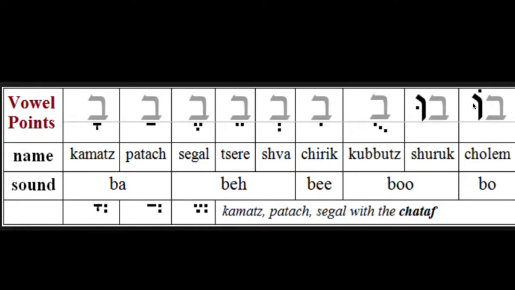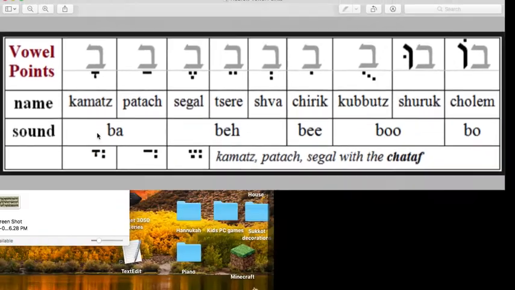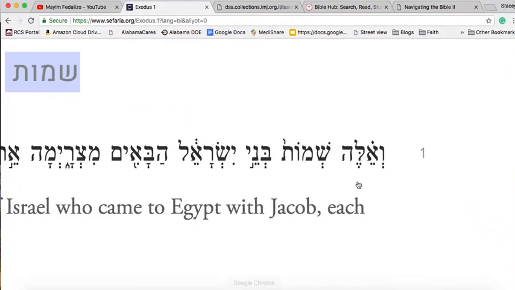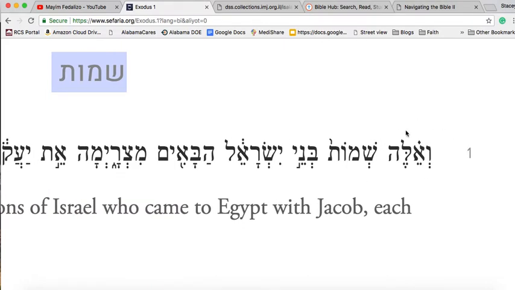All right, let's try it again. Bo, boo, be, ba, okay? So let's jump back over to Sefaria now and see if we can put some of this to practice, okay? So this is Exodus 1, verse 1. And this is the very first word of the book of Exodus. And you're going to figure out here why I chose this section of scripture to study today.